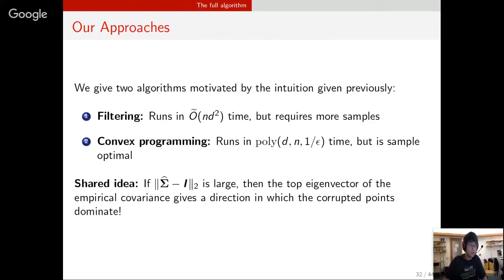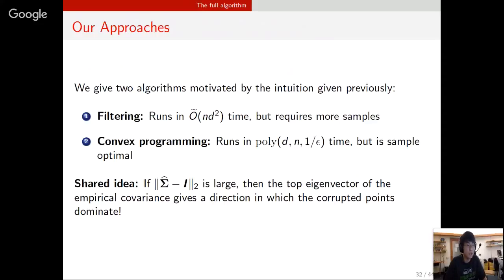The shared intuition between these two approaches is the following. We're just going to check the spectral norm of sigma hat minus identity. If it's small, then the original proposition says that the empirical mean is close. But if it's large, well, how can that happen? Let's just look at the top eigenvector of sigma hat. If this spectral norm is large, then in that direction, the data points must have a lot of variance. But how can that happen?